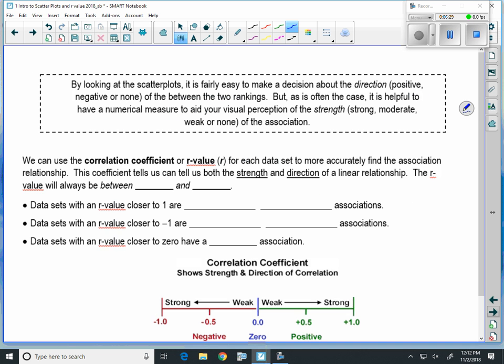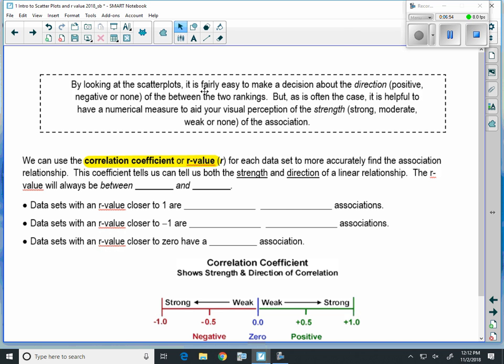So we're going to put numbers to the strength of a scatterplot. Have you done that before? Okay, so this is something that's new. We call it a correlation coefficient, or R value. Correlation coefficient or R value, they're the exact same thing.